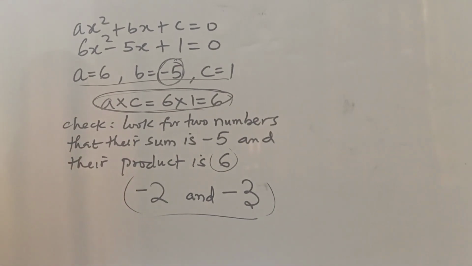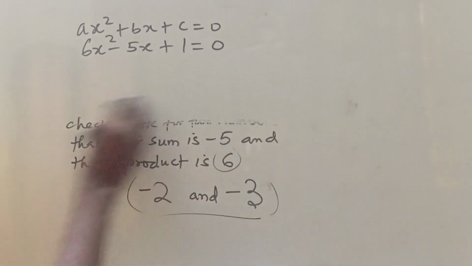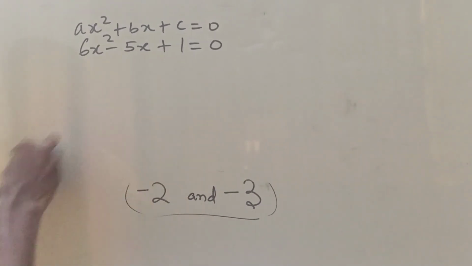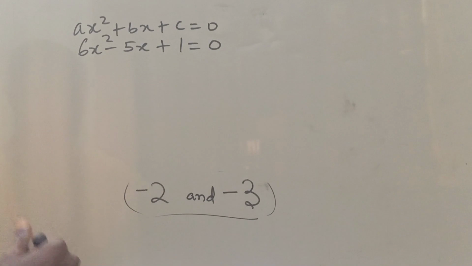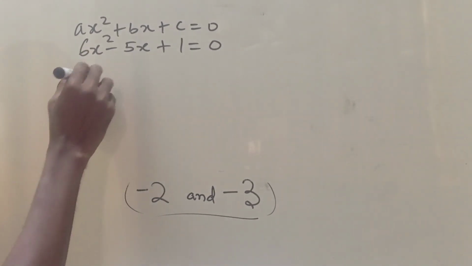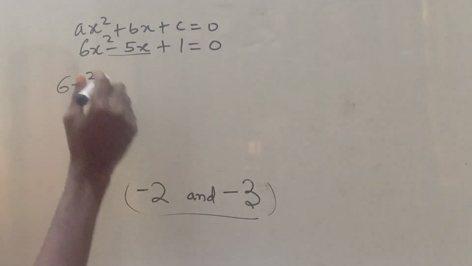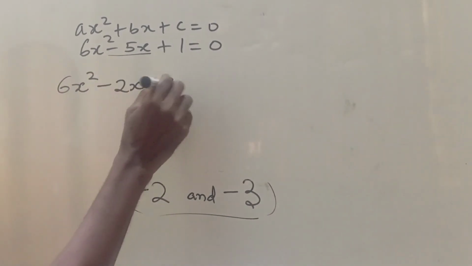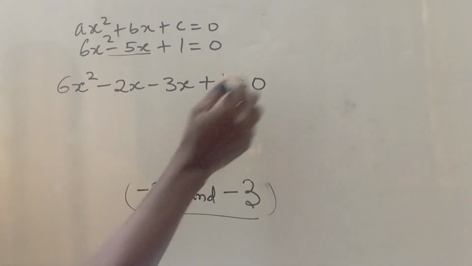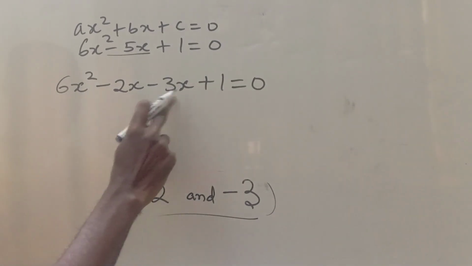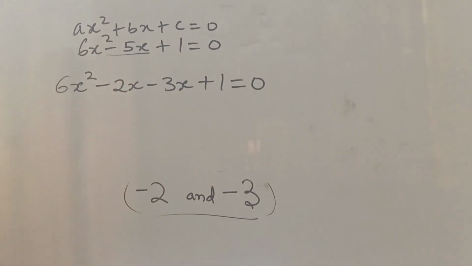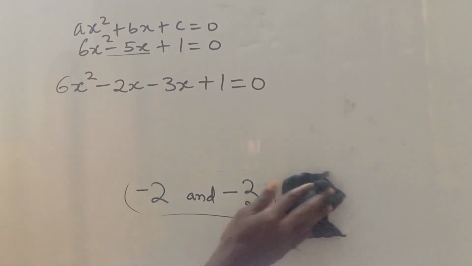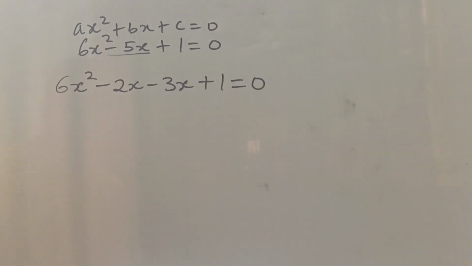All right, so we are going to input it back in our quadratic equation. So I'm going to write 6x squared, and now instead of this, I'm going to put minus 2x minus 3x plus 1 equals 0, because minus 2x minus 3x is still minus 5x. So it is in order to replace our minus 5x. Having replaced it, we'll now bring out the common factor and divide.